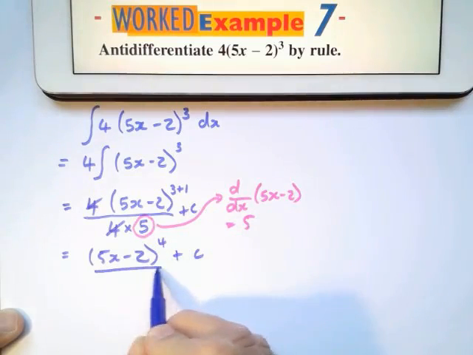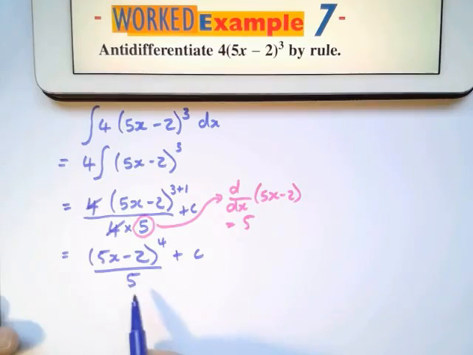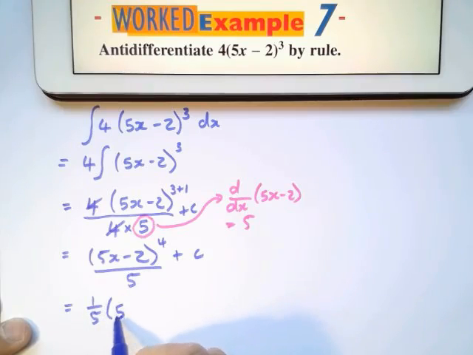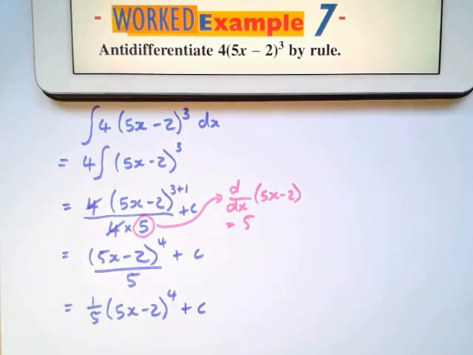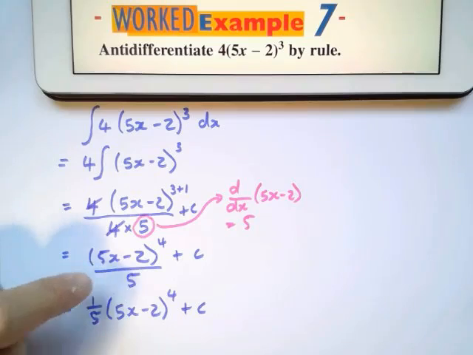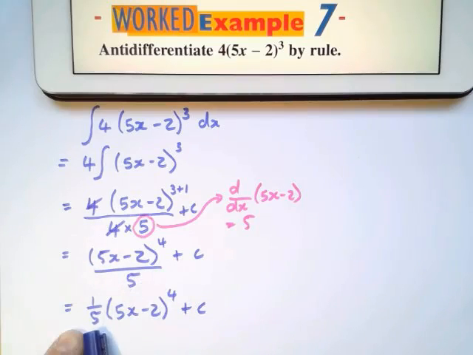Divided by this 5. This takes up a lot of space, so a lot of people say divide by 5, which is the same as a fifth of 5x minus 2 to the power 4 plus c. Any one of those, really. There's not a big difference. As you can see, divide by 5, multiply by a fifth.